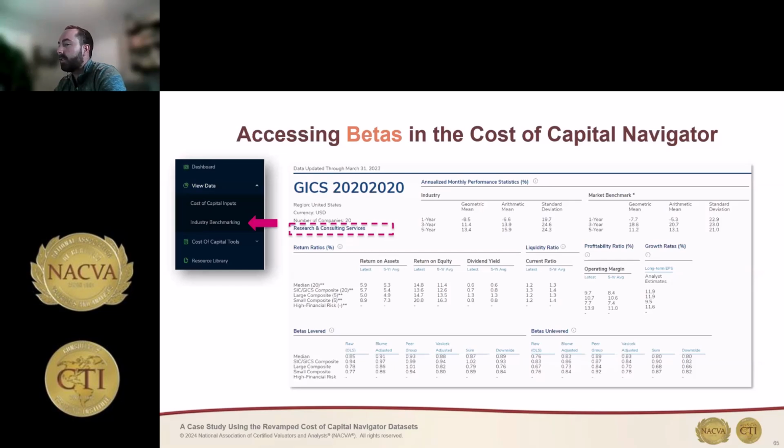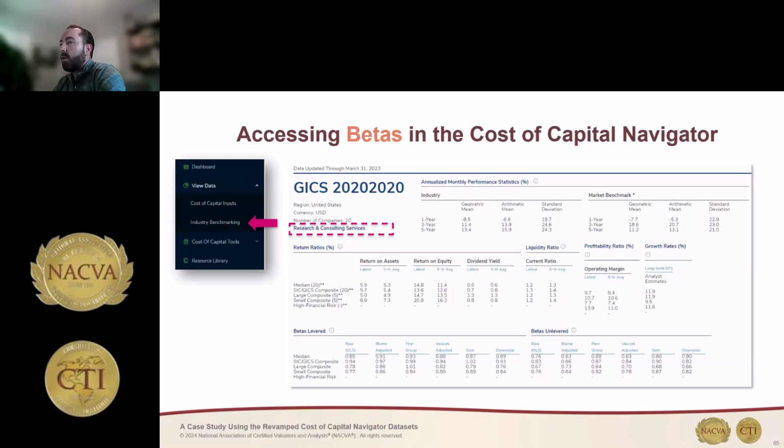So we provide composite, large and small composite, and high financial risk buckets. Again, if we look at all the companies that make up an industry, the median is just the median company's beta. The composite would be your market weighted average for all those companies in the industry. Large means the largest companies that make up that industry, small being the small companies. And then, if applicable, if there are enough companies that meet our screening criteria that fall into what we call high financial risk, we would calculate statistics in that bucket.